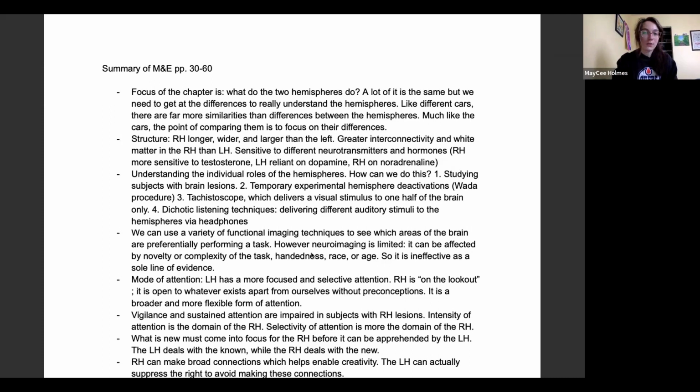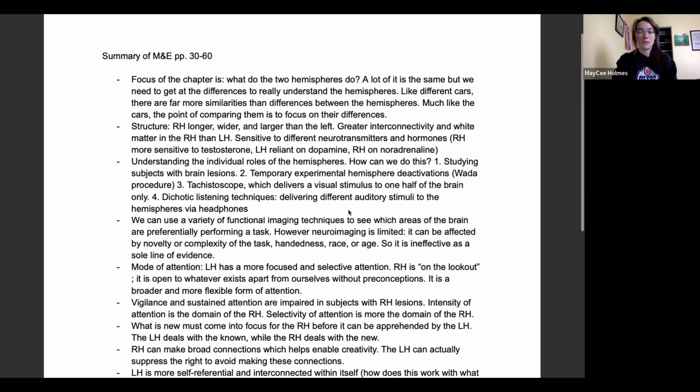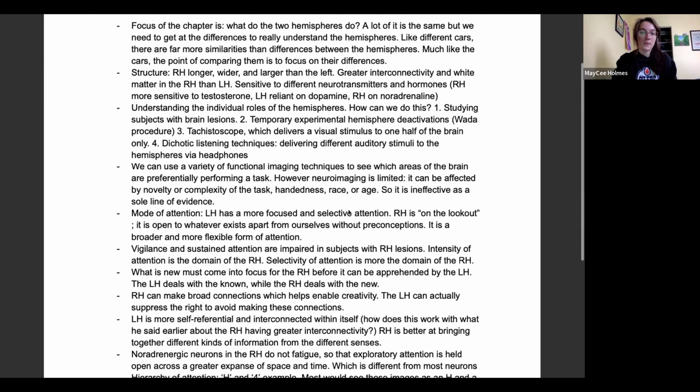So the focus of the chapter is: what do the hemispheres do? A lot of it is the same, but we need to get at the differences to really understand the hemispheres. Like different cars, there are far more similarities than differences between the hemispheres. Much like the cars, the point of comparing them is to focus on their differences.